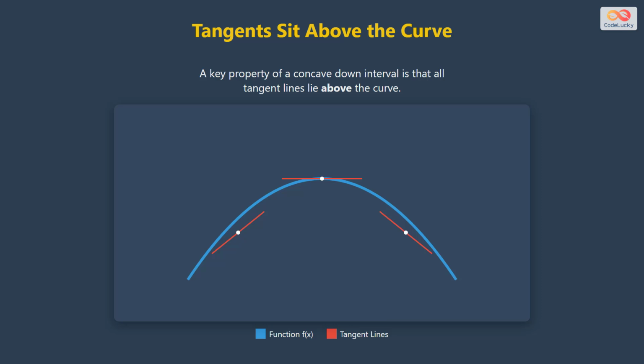One of the most important geometric properties of a concave down interval involves tangent lines. Notice that if you draw a tangent line at any point on this curve, the line sits above the curve. The graph curves away from the tangent line in the downward direction.